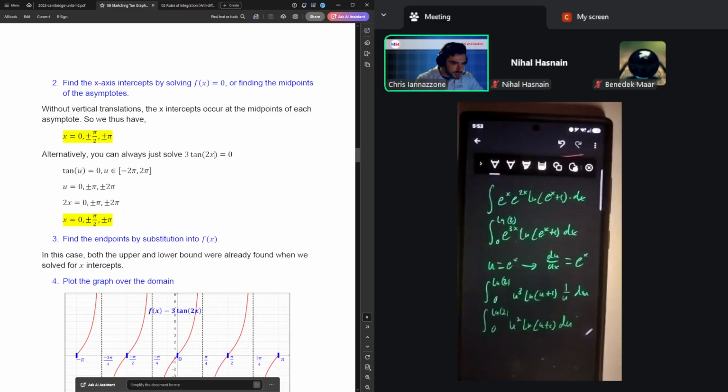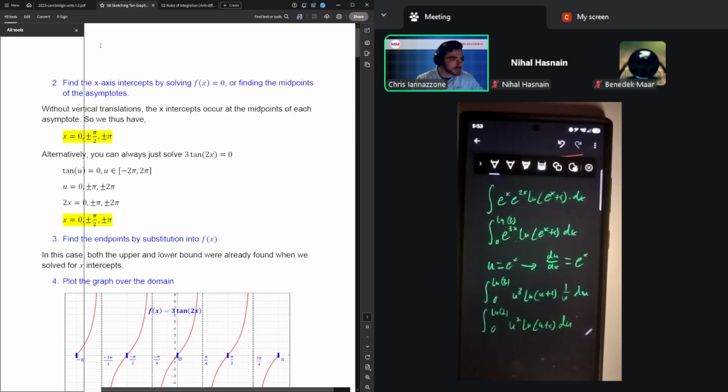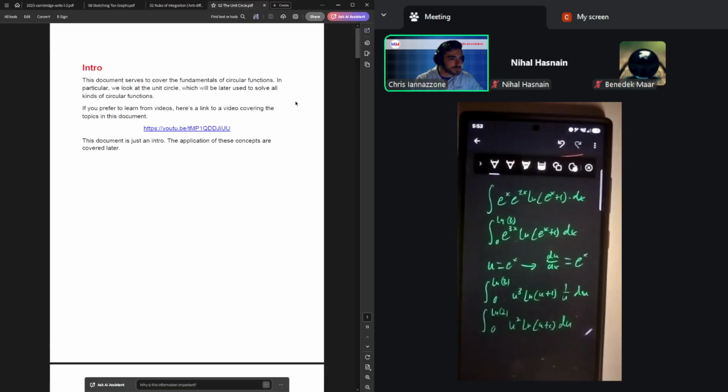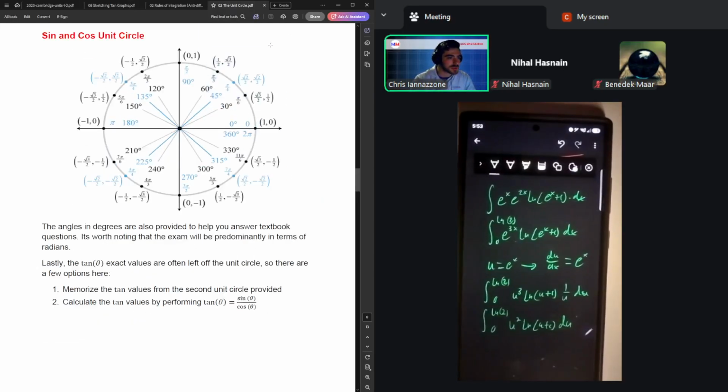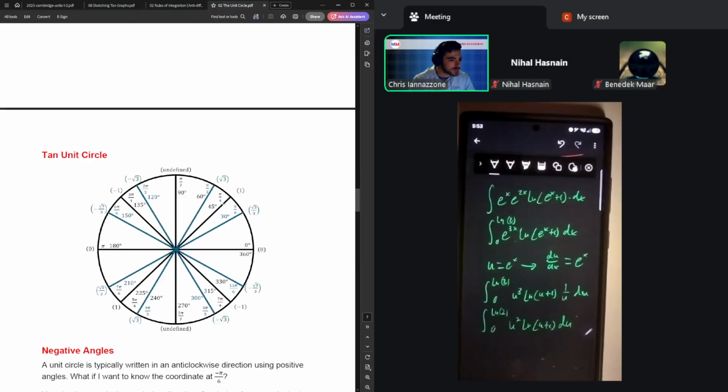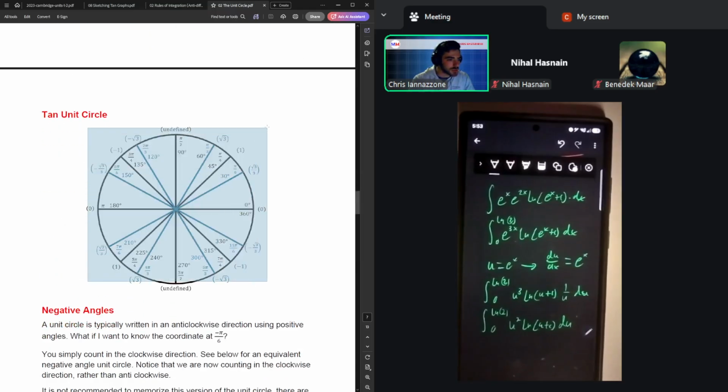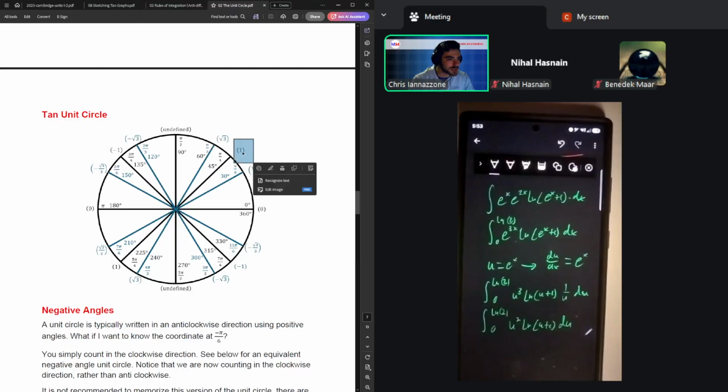For those of us who are new, by the way, I also have created a tan unit circle. You guys will be familiar with the regular sine and cos unit circle, which is this one. It's got those set of coordinates. Just for your own reference, I also created a tan one as well that has the tan values on them.